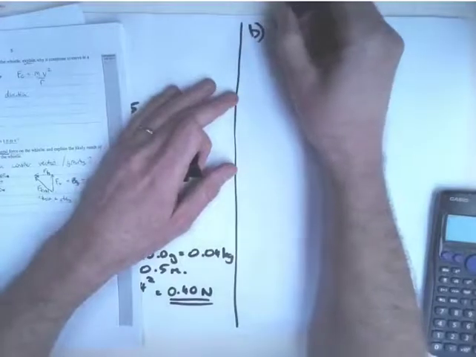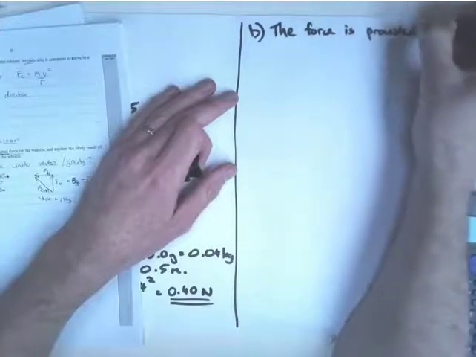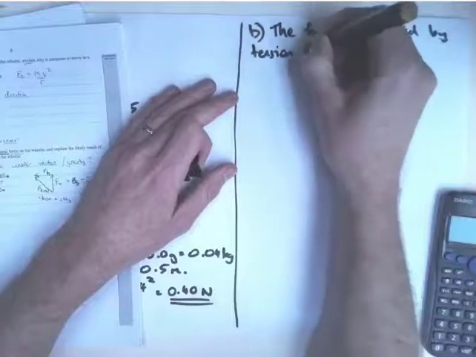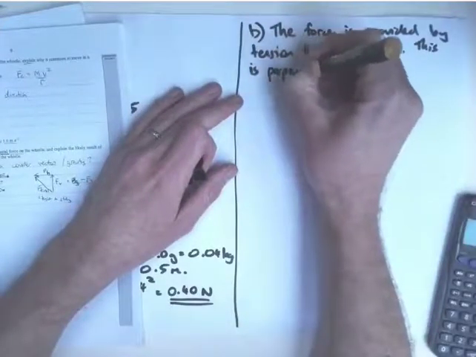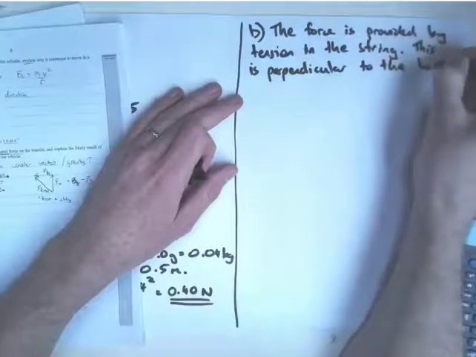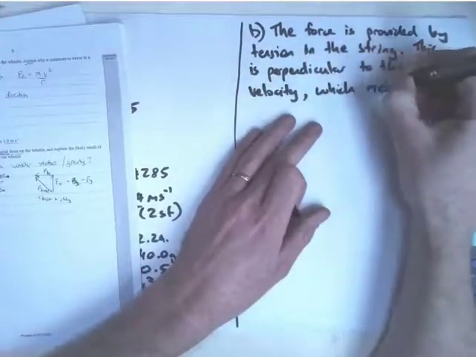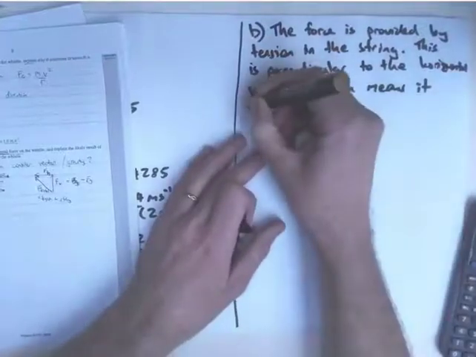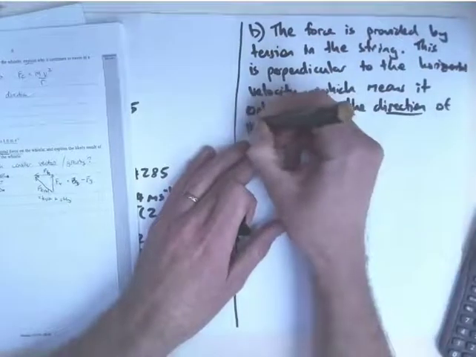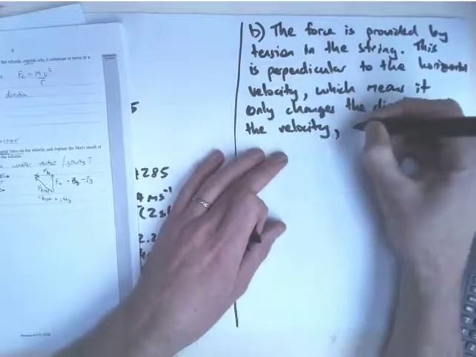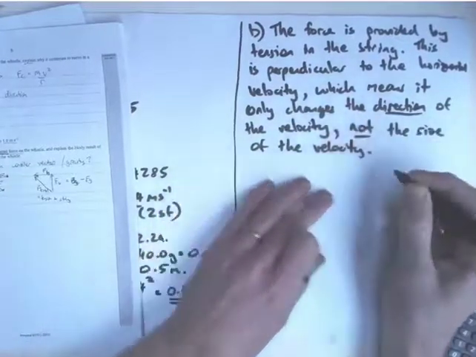Continuing part B, we still need an explanation for why this leads to circular motion at a constant speed. So the force is provided by the tension in the string. This is perpendicular to the horizontal velocity all the time, which means that this force only changes the direction of the velocity, not the size of the velocity. The nature of the arrangement of the string means that the force remains perpendicular to the velocity throughout.